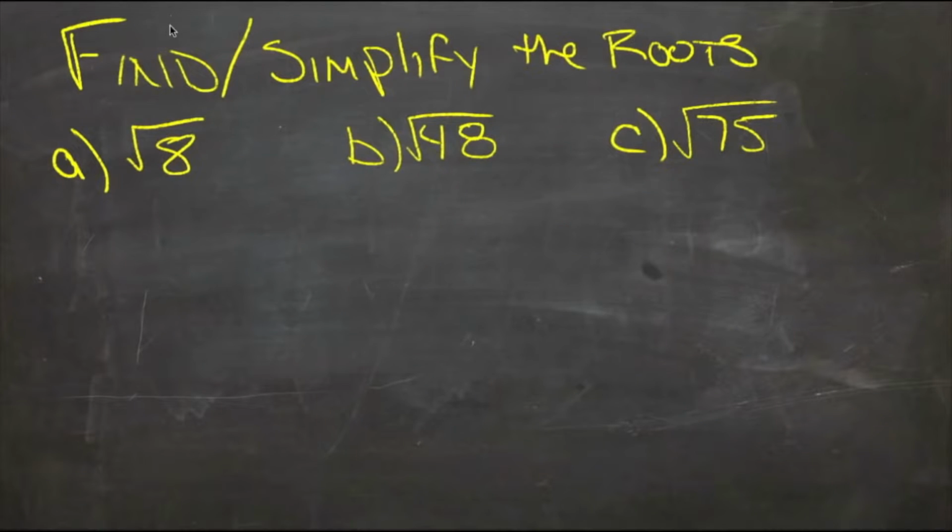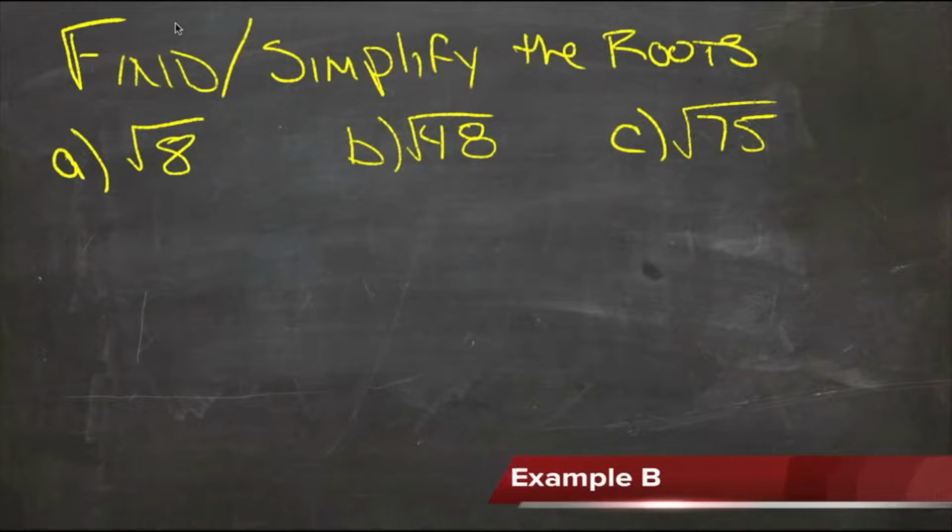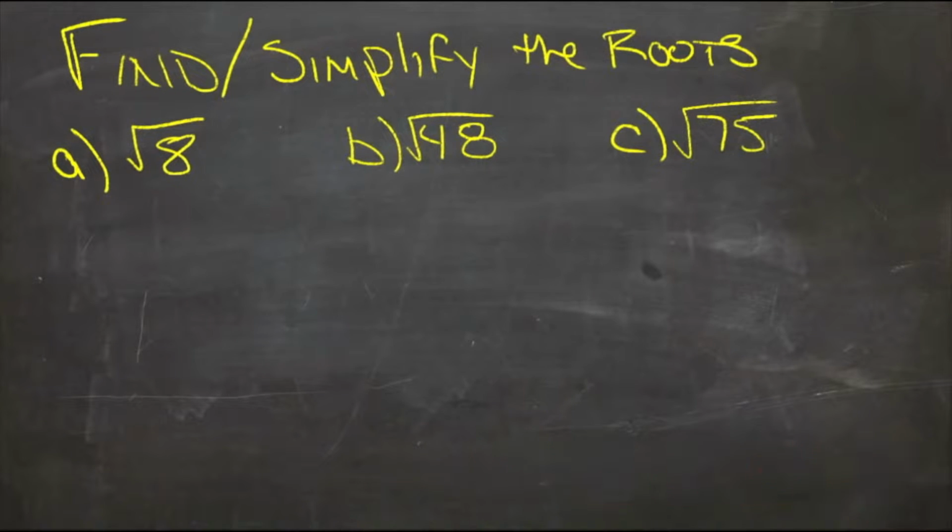To simplify these square roots, what we need to do is take a look at what the number inside the root is first of all. Note that in all three of these cases, the number inside the root is not a perfect square. 8 would be something less than 3 times 3. 48 would be something a little less than 7 times 7, which is 49. And 75 would be, 8 times 8 is 64, or 9 times 9 is 81, somewhere in between those two.